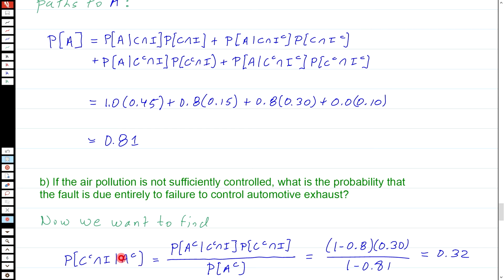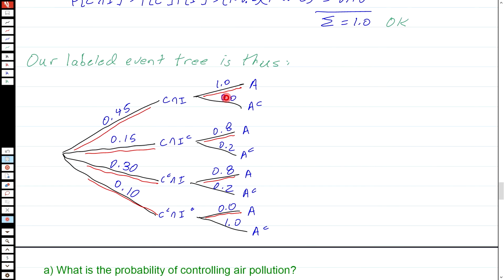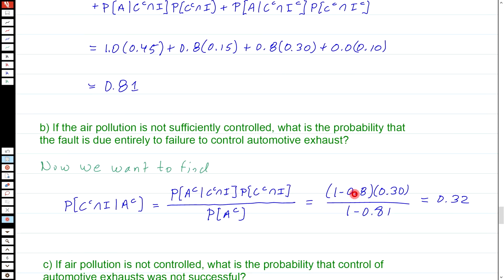So it's the probability of not controlling automotive exhaust and controlling industrial exhaust, given that we failed to control the air pollution. Well, Bayes' theorem tells us this. The probability of this is probability of A complement given this first part times the probability of the first part, divided by A complement. And we know these bits and pieces. We know the probability of A given C complement intersection I. A given C complement intersection I is this one, 0.8. So its complement is 1 minus 0.8. Probability of C complement intersection I is 0.3. And probability of A complement is just 1 minus 0.81. And I get then 0.32.